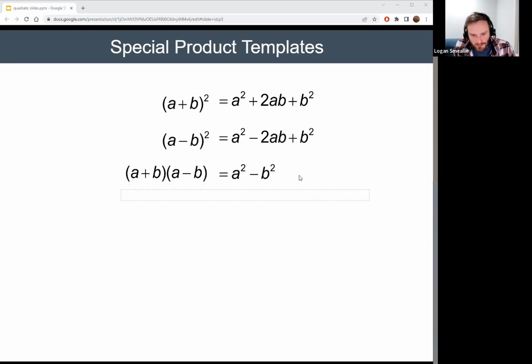And then down here, if you have, instead of something squared, the same two terms, so still a and b, but you're multiplying one addition pair and one subtraction pair, you just get a squared minus b squared. Nothing in the middle.